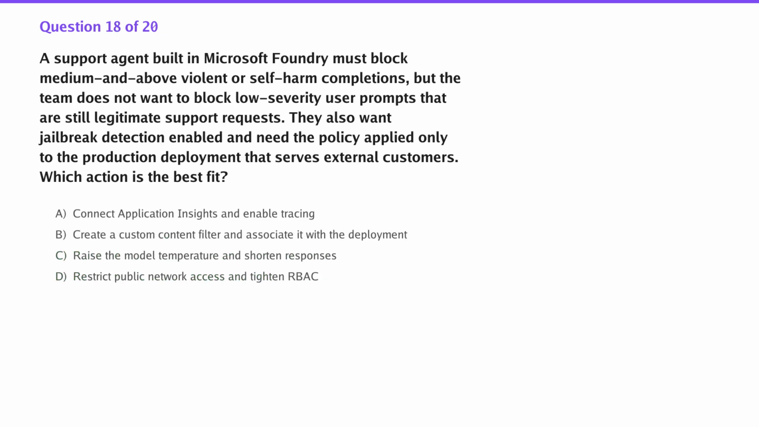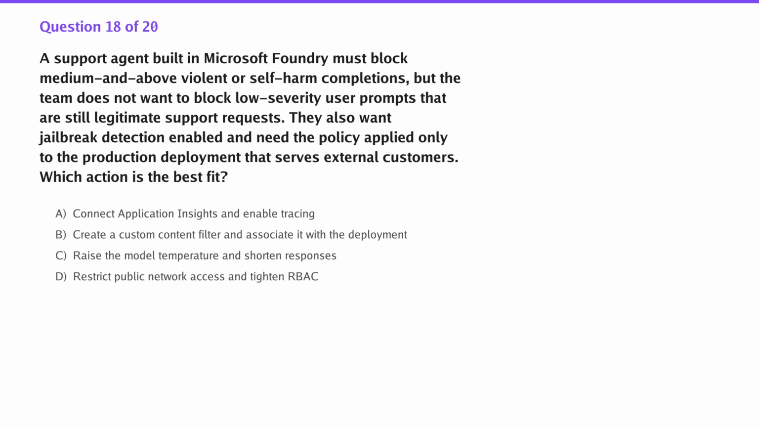A support agent built in Microsoft Foundry must block medium and above violent or self-harm completions, but the team does not want to block low-severity user prompts that are still legitimate support requests. They also want jailbreak detection enabled and need the policy applied only to the production deployment that serves external customers. Which action is the best fit?